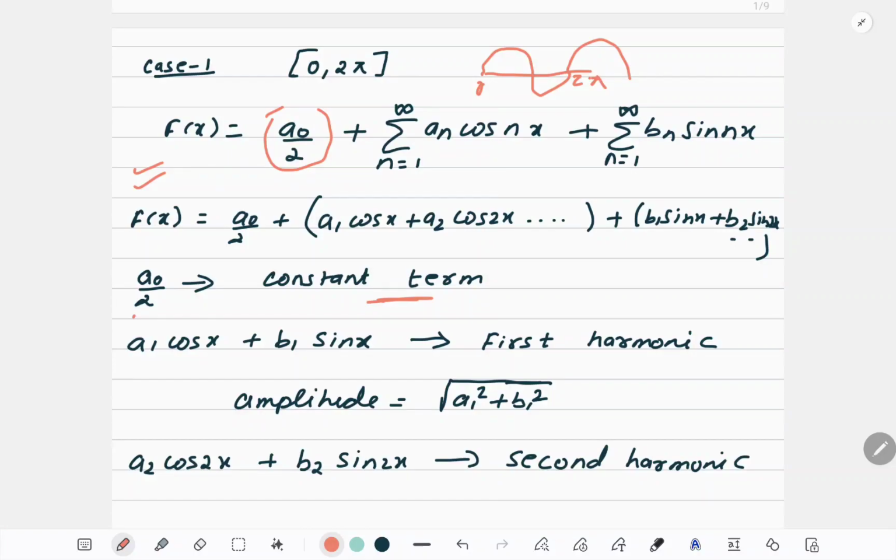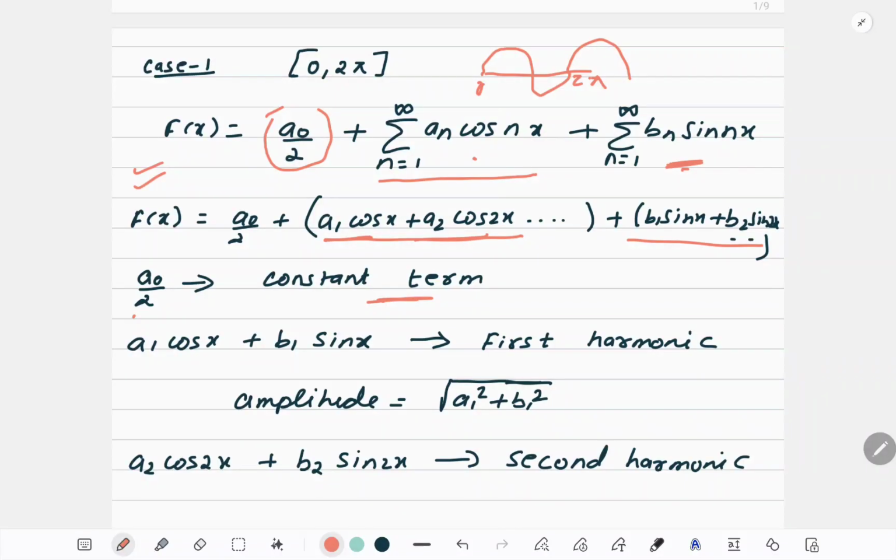How? I'll explain. Then the next thing is, if you open the summation, opening the summation means first put n equal to 1, then n equal to 2, then n equal to 3. So the first terms will be a1 cos x plus a2 cos 2x plus a3 cos 3x. Same way, this summation can be opened as b1 sin x plus b2 sin 2x plus b3 sin 3x. This is how you will open the summation, right?